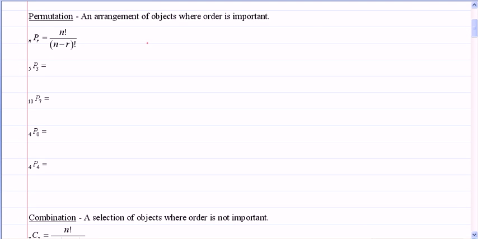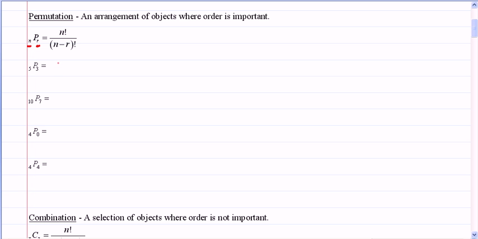So a permutation is an arrangement of objects where order is important. Before we get to when to use the permutation formula, first let's figure out how to use it. So if you have nPr, it's equal to n factorial over n minus r factorial. The numbers n and r could be equal, but your r could never be greater than your n.